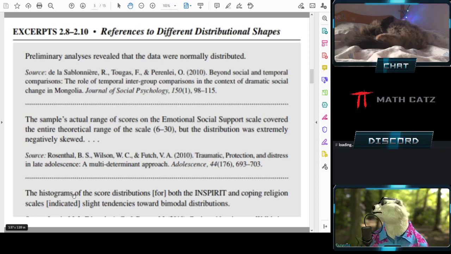Last one here, the histograms of the score distributions for both the coping and religion scales indicated slight tendencies toward bimodal distribution, meaning there are two separate peaks. The mode is, of course, the scores that occur most often.